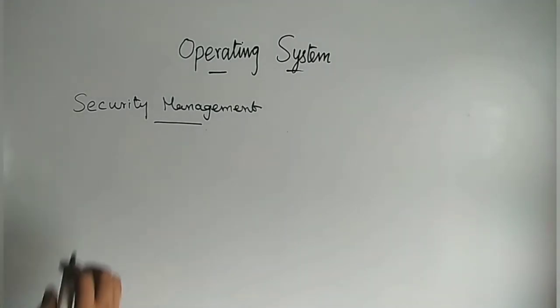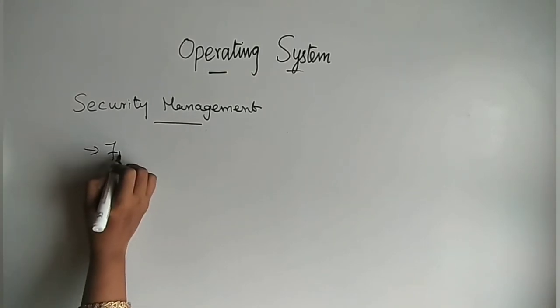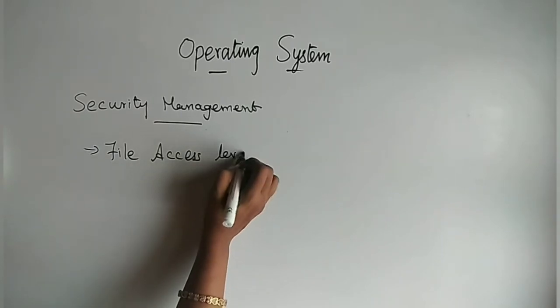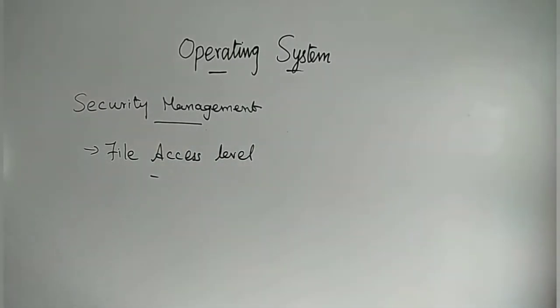The first one is your file access level. By the name itself you will be able to understand. Whatever small file you are creating in an application, that is your file. For example, in a Word document you are typing a letter, that is a single file. To access that file, that is to open a file, some security is given. So that will come under file access level.